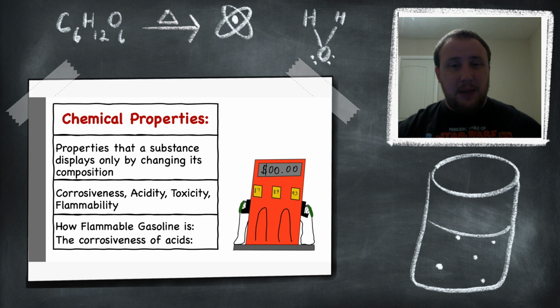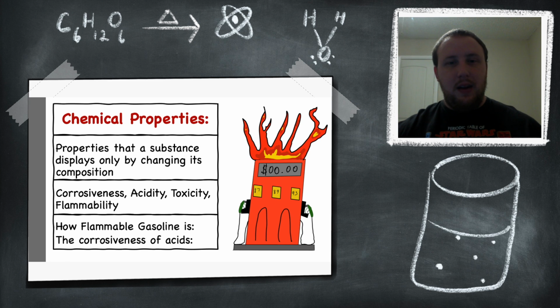So an example of this, sticking with our gasoline, if we're at the gas station and some horrible thing happens and our gas pump catches on fire, that gasoline in there is going to just ignite. And this big fire that we see is the burning of that gasoline. So flammability, or something catching on fire, is a chemical property that indicates a chemical change that occurred.